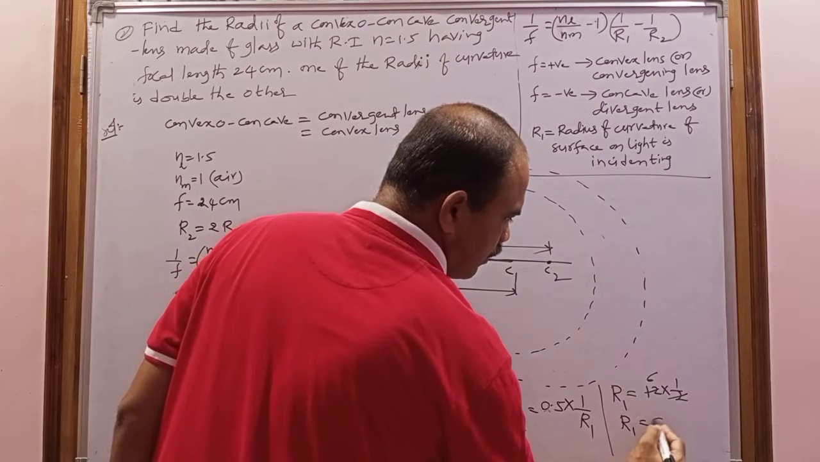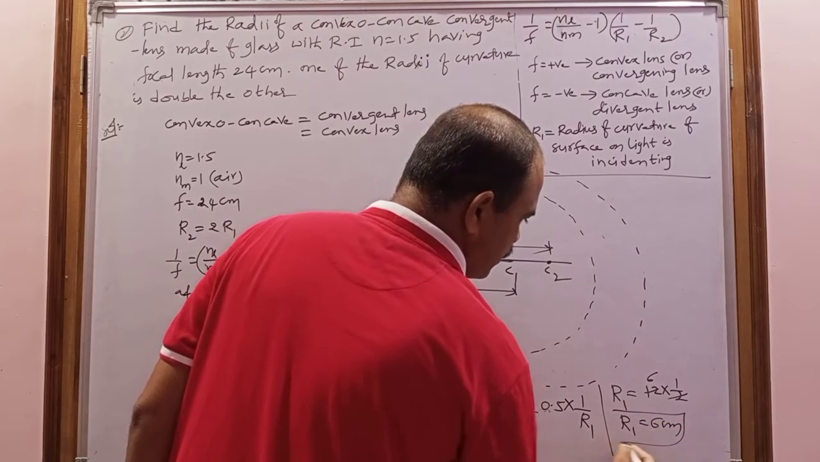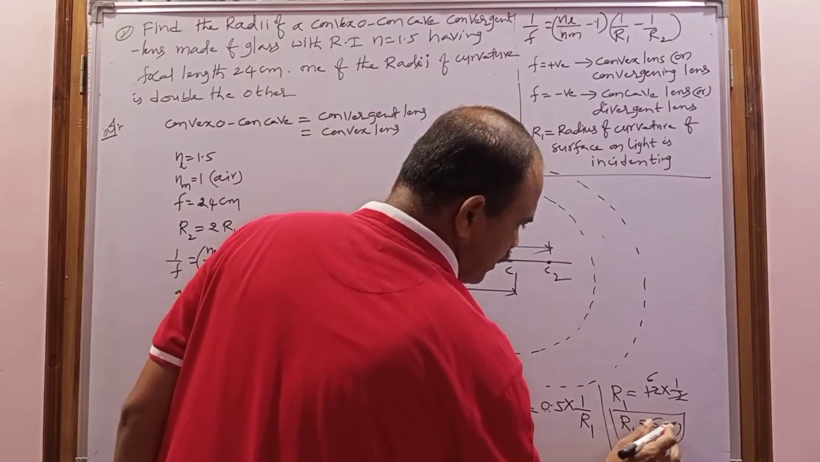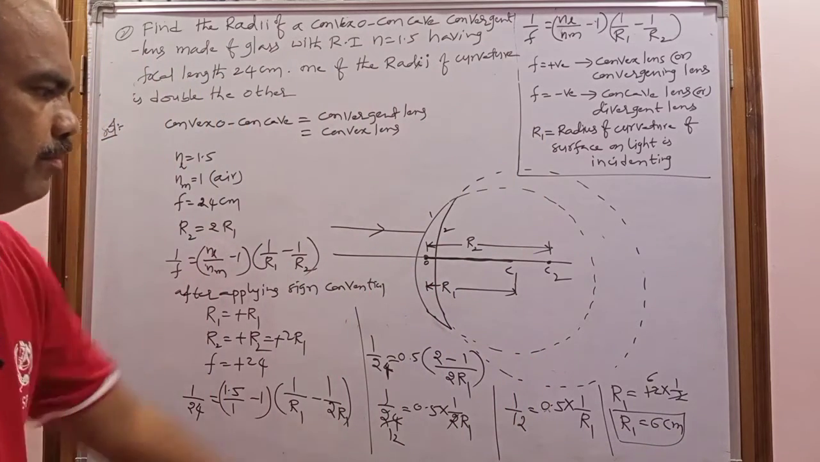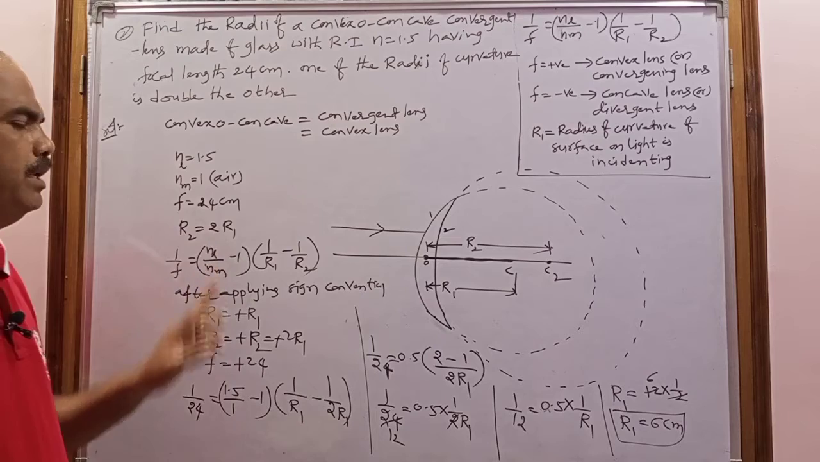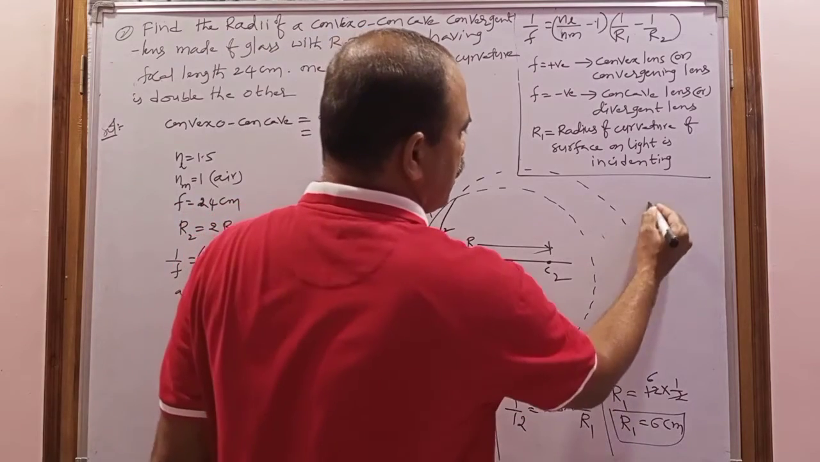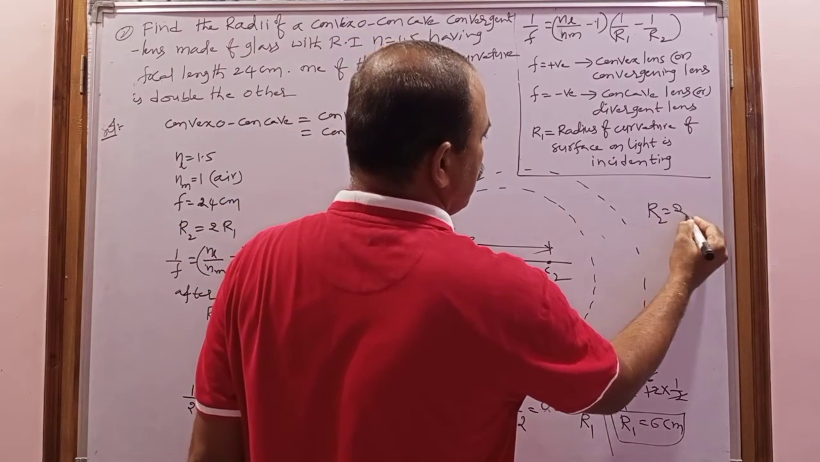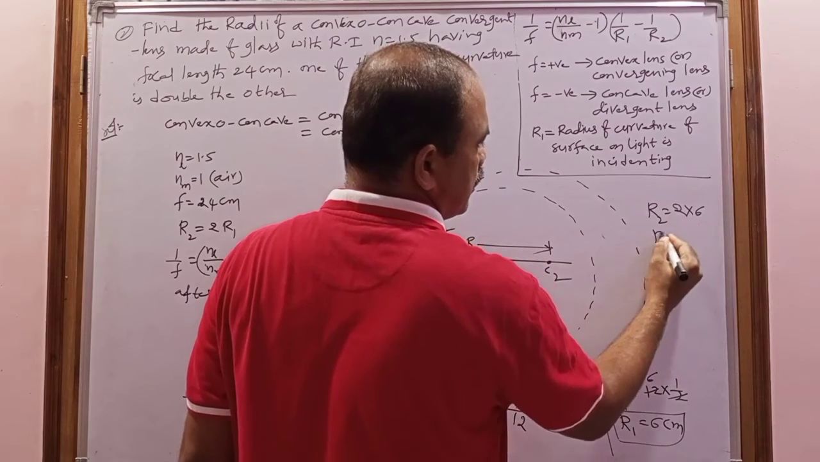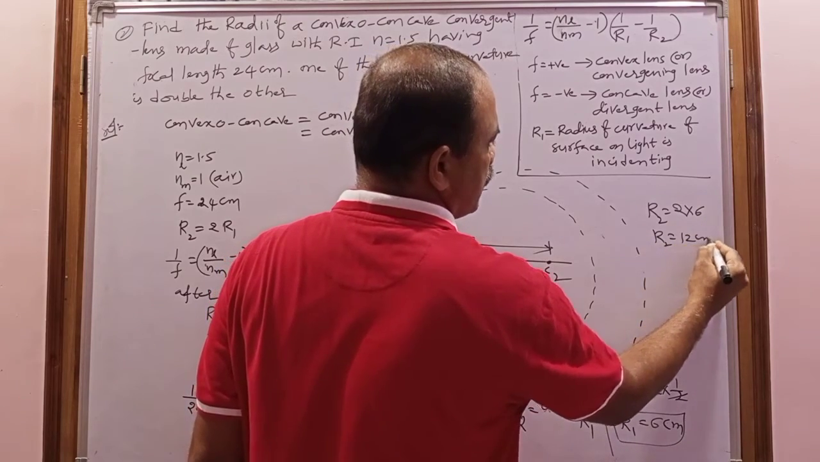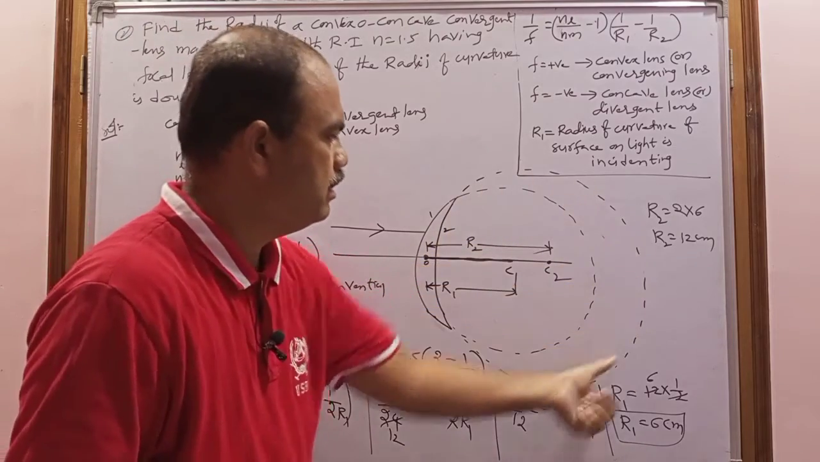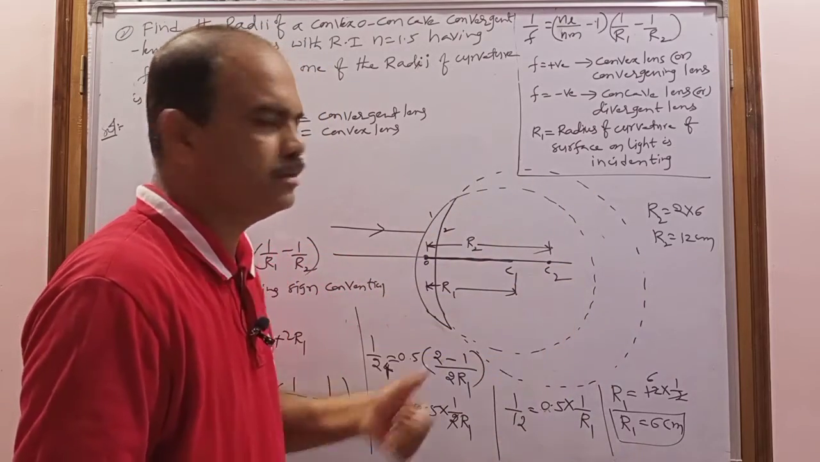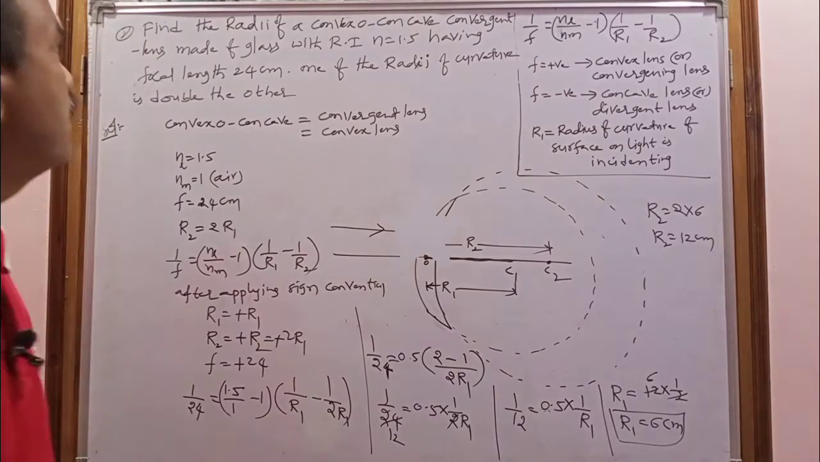Nothing but R1 equal to how much? 6 centimeter. So when R1 equals 6 centimeter, R2 can be taken as 2R1, nothing but R2 equal to 2 into 6. R2 equal to how much? 12 centimeter. And this radius of curvature is 12 and for this 6. So this is about the second problem.